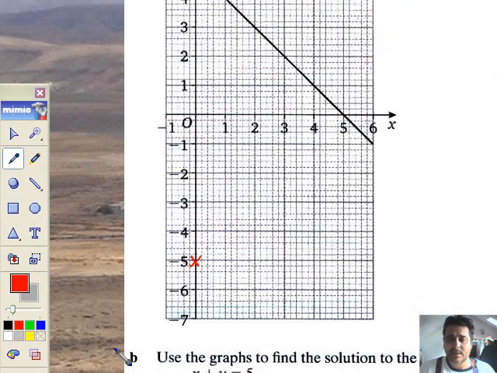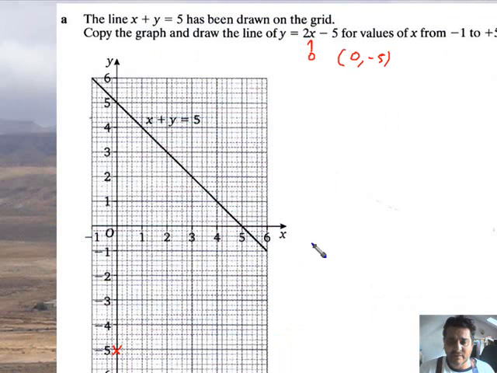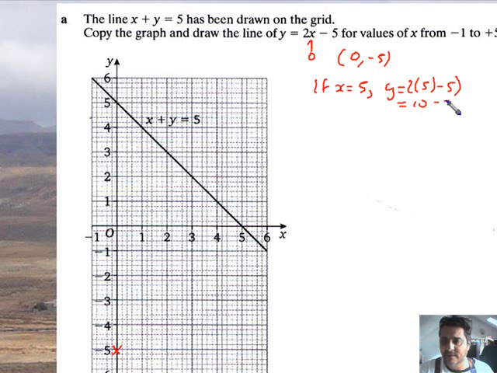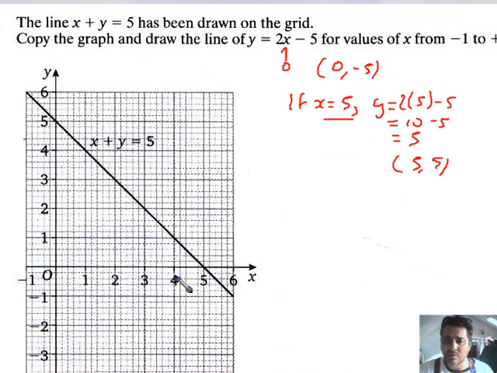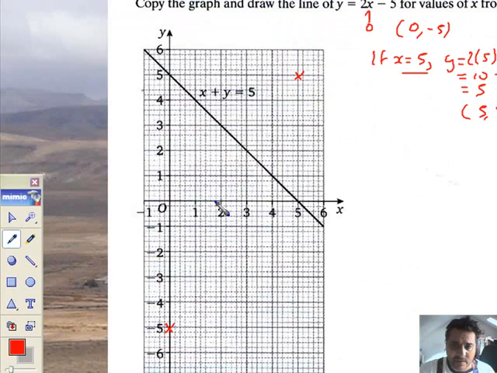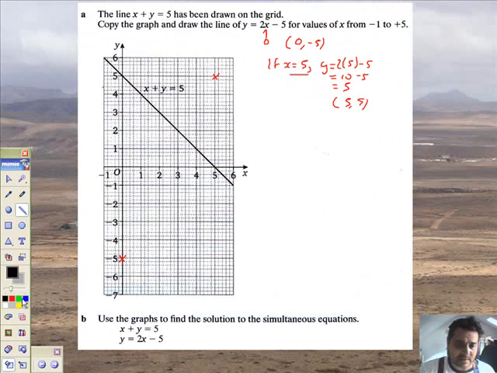If I take the value of x to be 5, for example, if x equals 5, y is going to be 2 lots of 5, take away 5, so I've got 10 minus 5. I don't need the bracket, and I can go straight for the answer: 10 take away 5 is 5, so I've created the coordinate 5, 5. So when x is 5, y is also 5. 5, 5, right here. Now I can get a lovely straight line cut straight through.